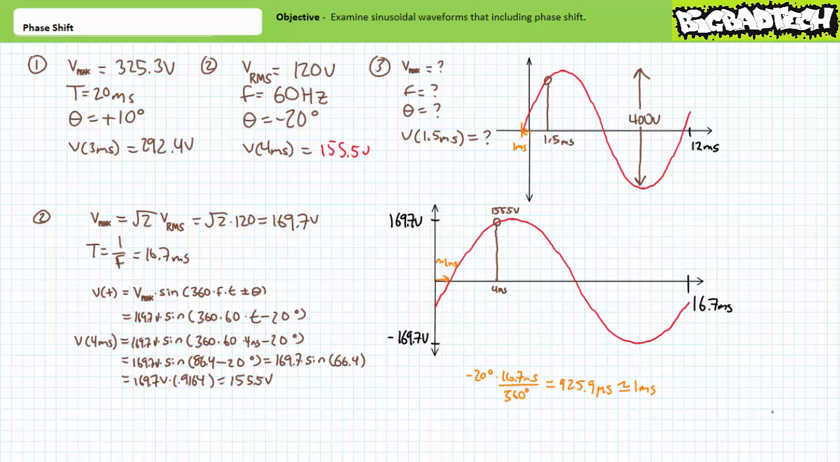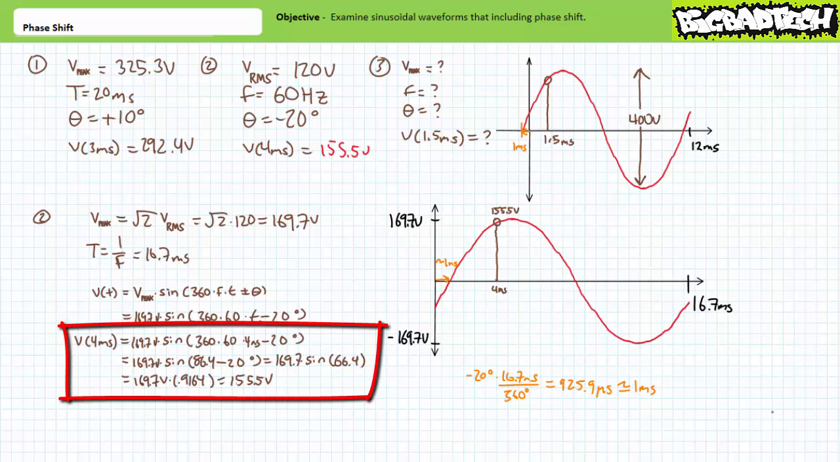The general expression results in V of t being equal to 169.7 volts times the sine of 360 times 60 times the time of interest minus 20 degrees. Substituting 4 milliseconds into our expression results in an output voltage of approximately 155.5 volts, as this illustrated operation shows.